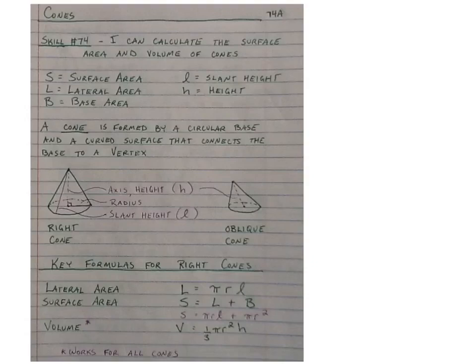So lateral area is found pi r times slant height. The surface area would be lateral plus the circular base. So if you wanted to write it in terms of radius and slant height, you have pi r L and pi r squared, because the area of a circle is pi r squared. And finally we find the volume of a cone by saying 1/3 pi r squared times height. It should be noted that the volume equation works for any cone, not just right cones.